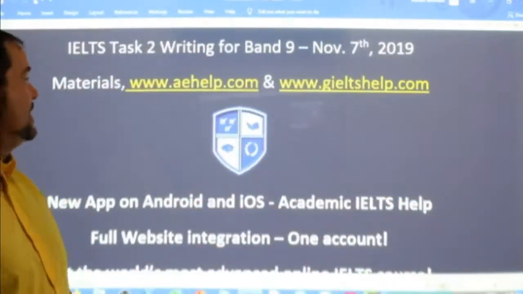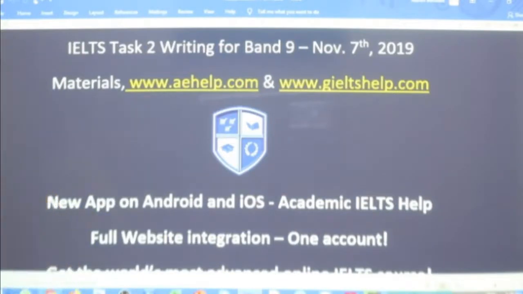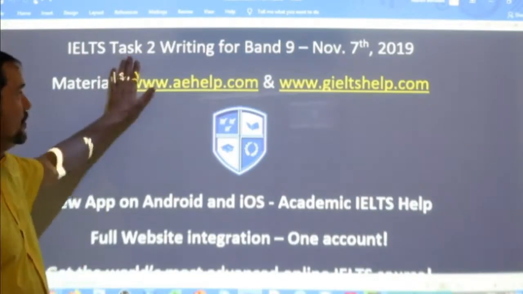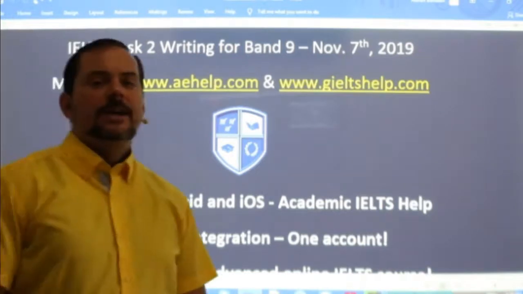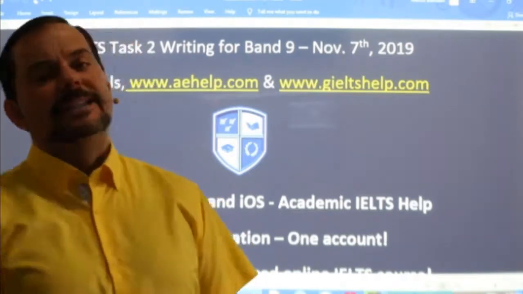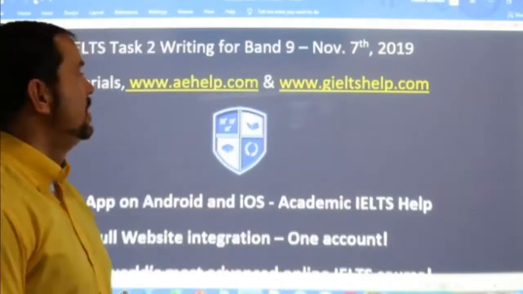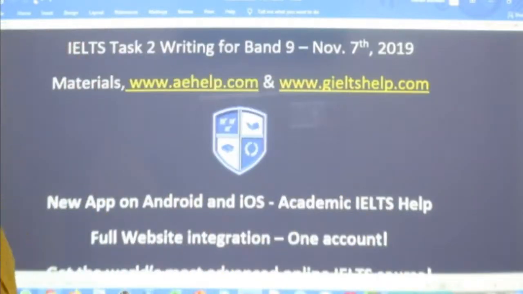And in this class, we are focusing on the task two writing essay. This is quite similar for academic and general students, so it's a valuable class for both of those groups.